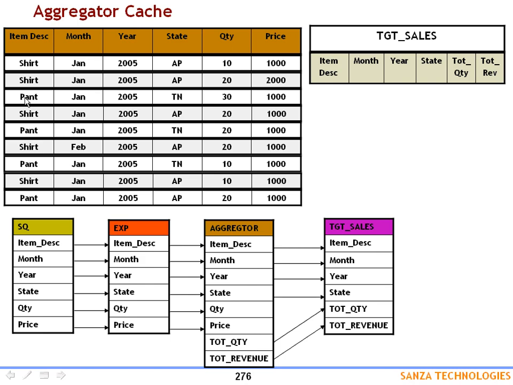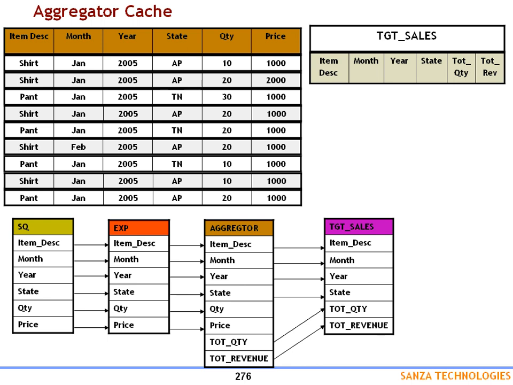It goes to the next unmarked record, PANT January 2005 Tamil Nadu. It goes to the next record, the combination is different. I'm telling you, when you enable the sorted input property in the aggregator transformation, but you haven't ensured the data is coming into the aggregator in order, if you haven't ensured it, then what happens? That is my discussion point.